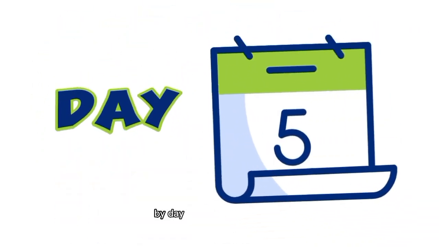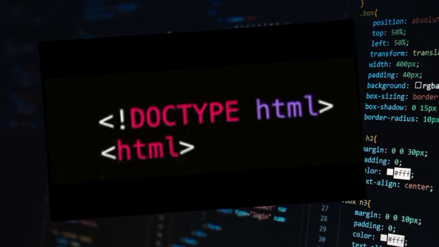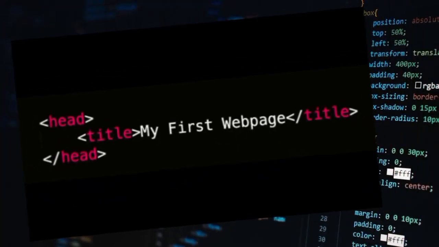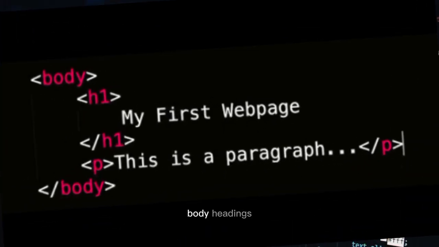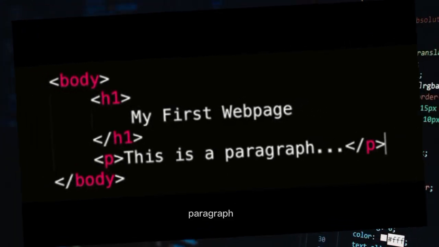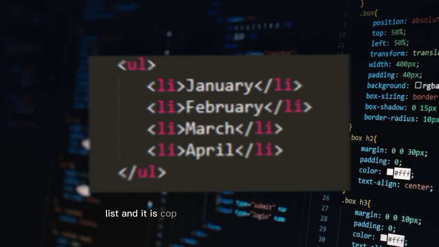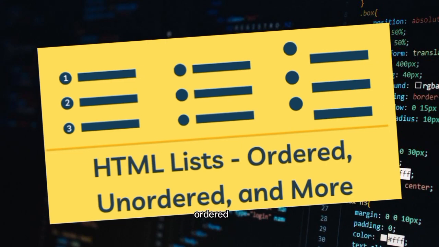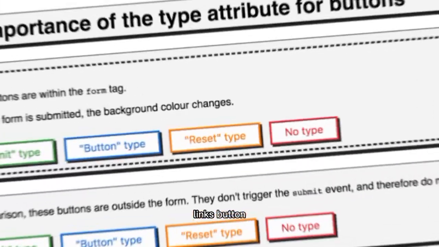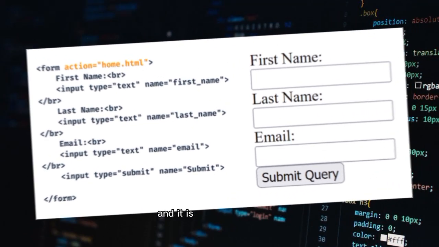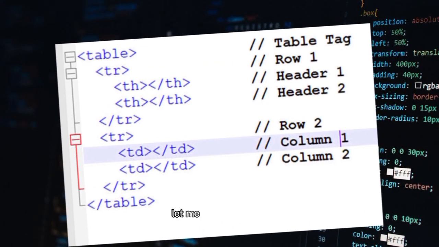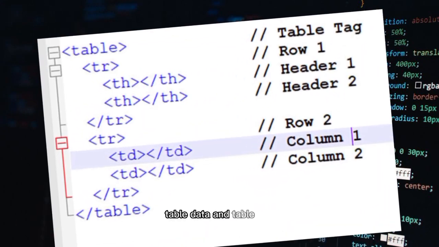Five days later, by day 5, I was deep into HTML. I covered the basics like the HTML doctype, head, title, body, headings from h1 to h6, paragraph tags, lists and their components, which include unordered list, ordered list, div, span, image tag, line break, horizontal line, links, button and its component, forms and their components, table and its components: table head, table data and table row.